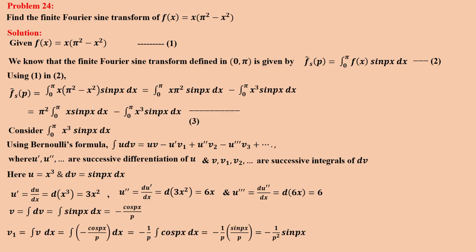And v1 is integral v dx. V is minus cos px by p. Integral of minus cos px by p dx is equal to minus 1 by p integral cos px dx, that is sin px by p. So you will get minus 1 by p square sin px.